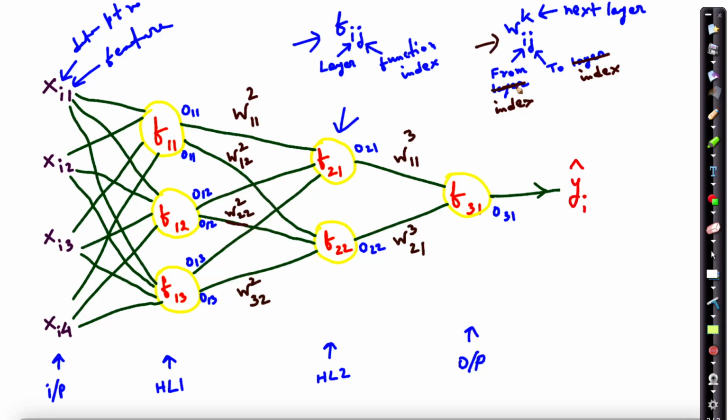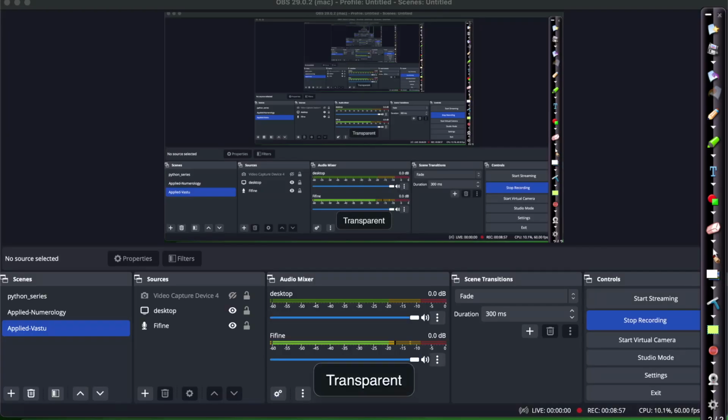Okay, this index means from the previous layer. This is to the next layer, which index of the function, and this superscript is what the next layer is. Okay, so this is how you should consider it. I hope this is very clear till now. If you have confusion, just watch it again.